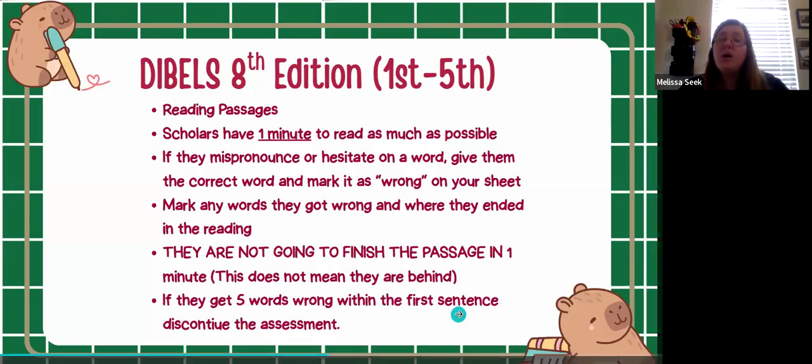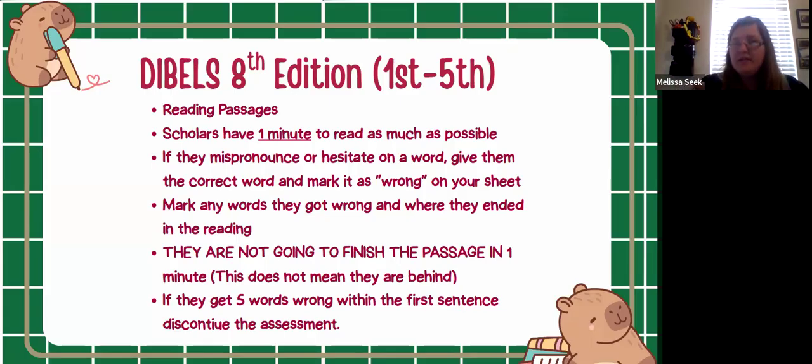If they get 5 words wrong within the first sentence, so if they're reading the first sentence and they are getting every other word incorrect or they're really, really hesitating, then it's okay to have them end at the sentence and discontinue the assessment. Don't tell them you discontinued it, but you can make a note that they couldn't get through it. You can just say, oh, great, awesome, you can stop right there. You did a fantastic job. And just mark that it was discontinued.